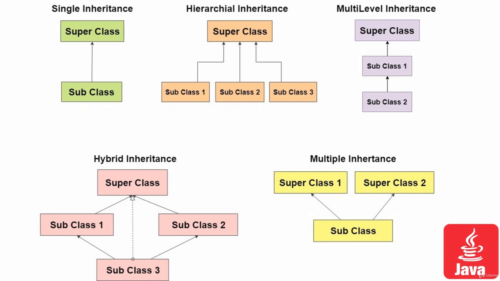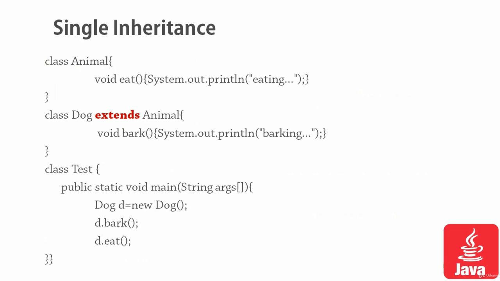Then we have multiple inheritance where there could be multiple base classes or superclasses, which is not possible in Java these days. However, it is supported by languages like C++ and more. To avoid various conflicts, we don't support multiple inheritance.